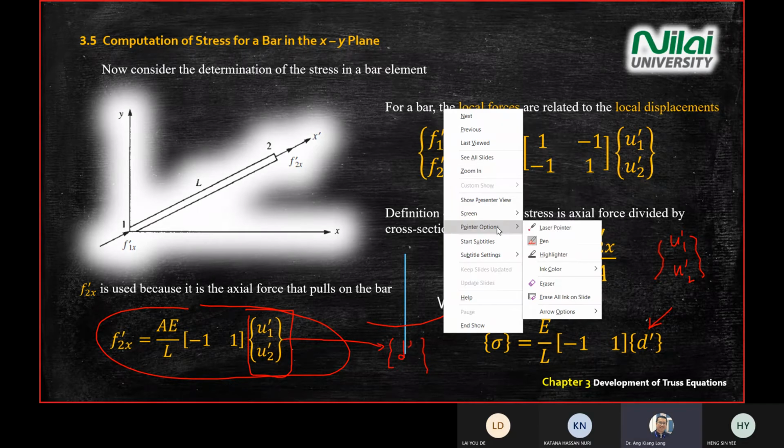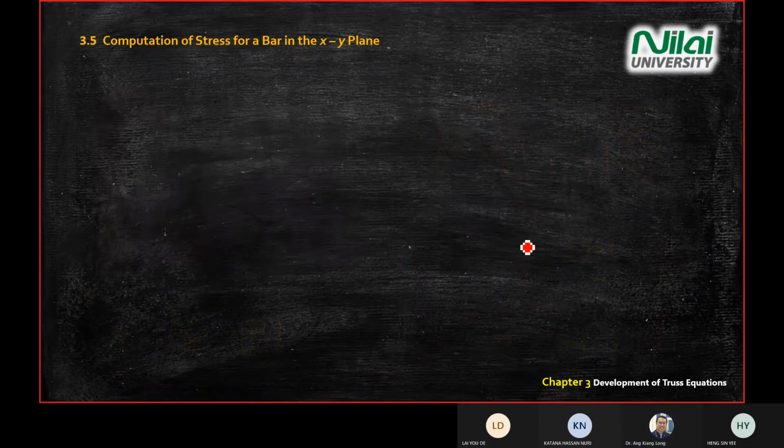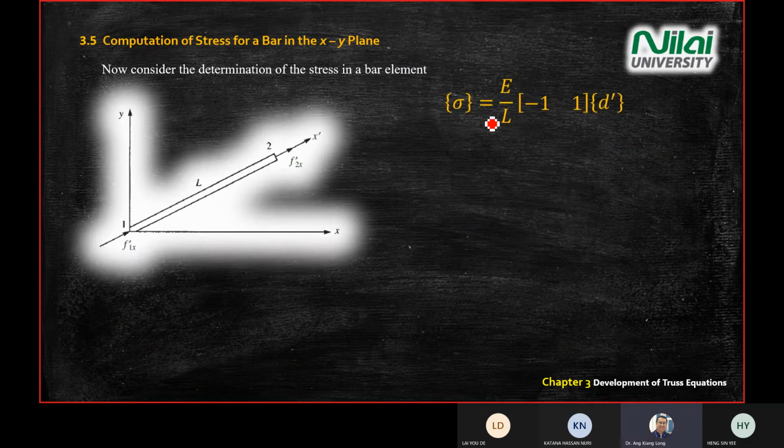All right, let's move on. Now we have the stress equation: stress equals E divided by L, and then your stiffness matrix, times D prime. Again, when you see the prime symbol here, it means you are still referring to the local dimension.